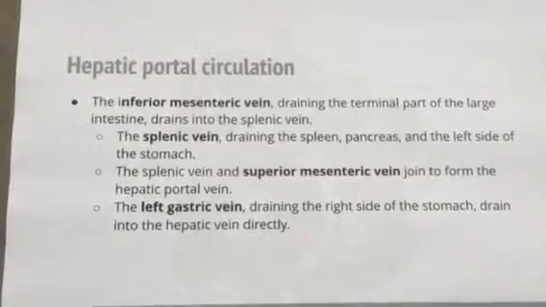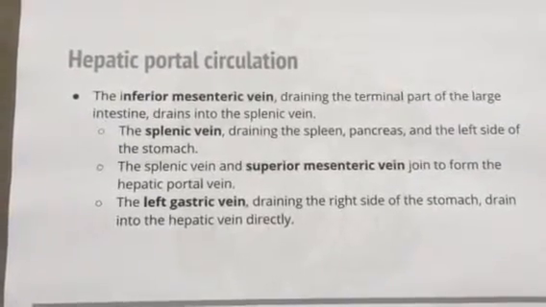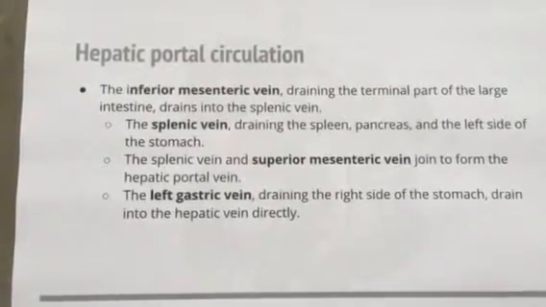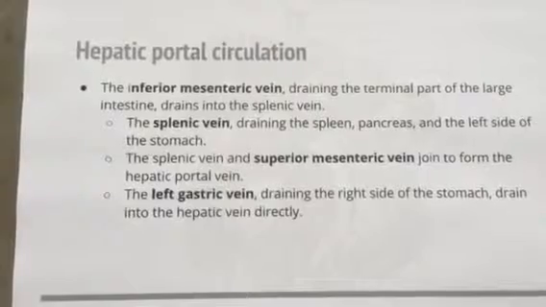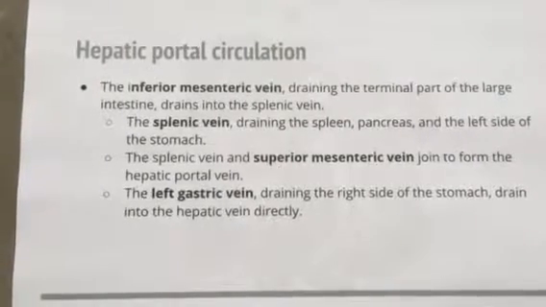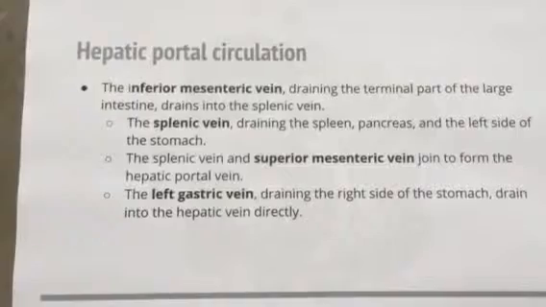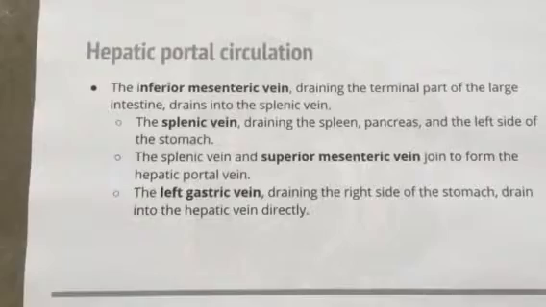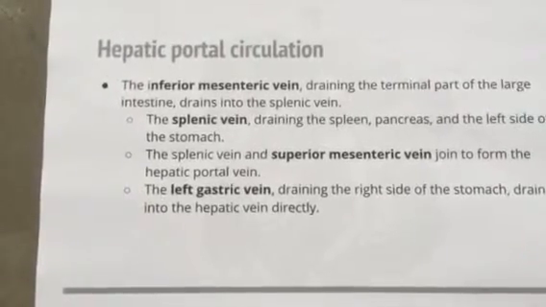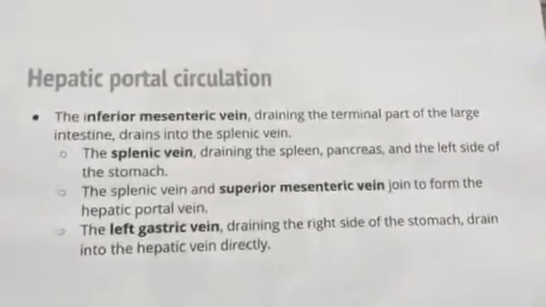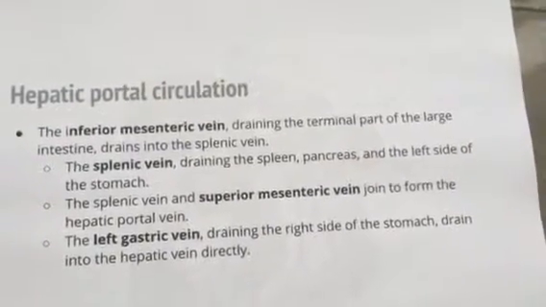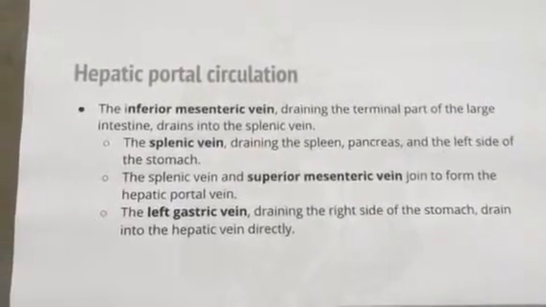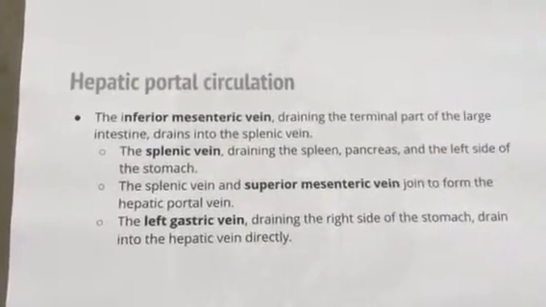Hepatic portal circulation. The veins of the hepatic portal circulation drain the digestive organs, spleen, and pancreas and deliver this blood to the liver through the hepatic portal vein. As blood flows through the liver, some of its nutrients are removed to be stored. The major vessels composing the hepatic portal circulation include the inferior and superior mesenteric veins, the splenic vein, and the left gastric vein.